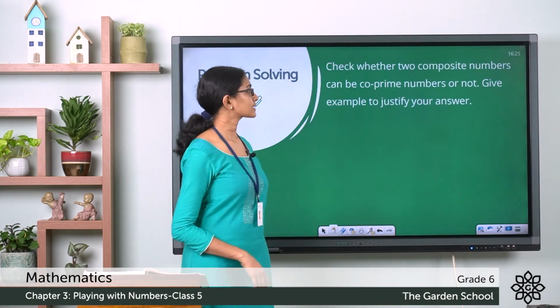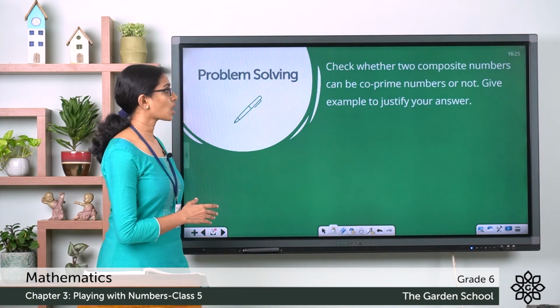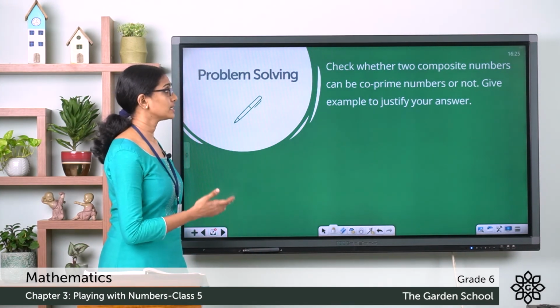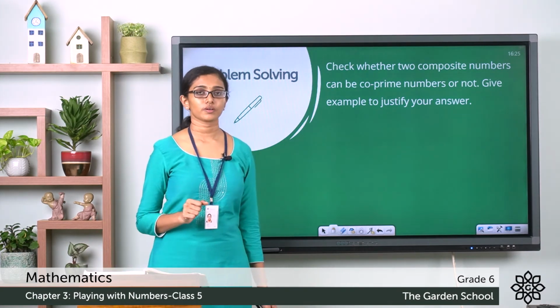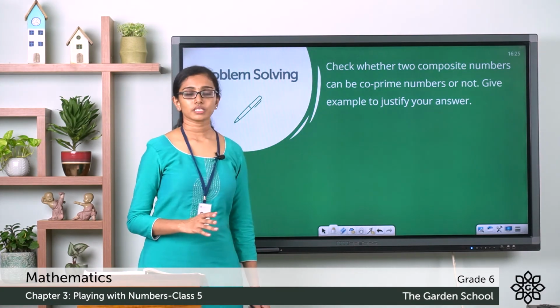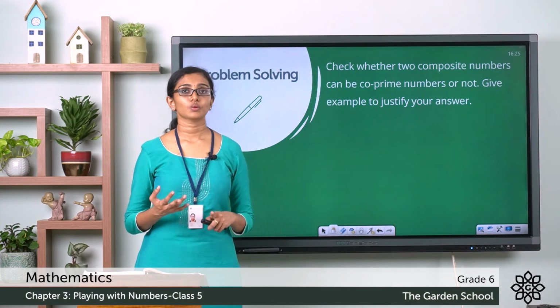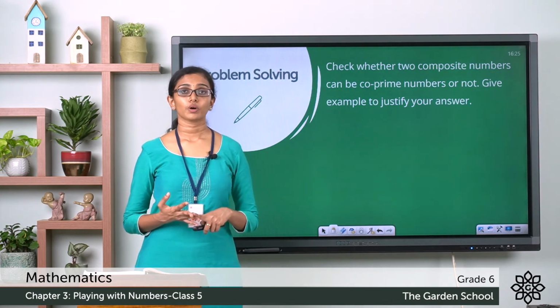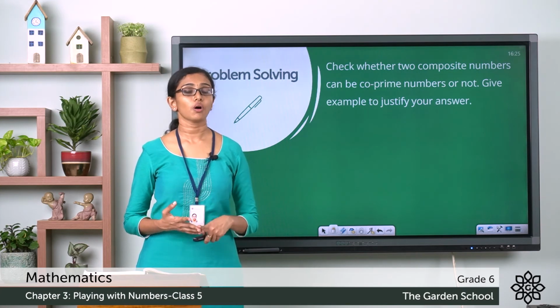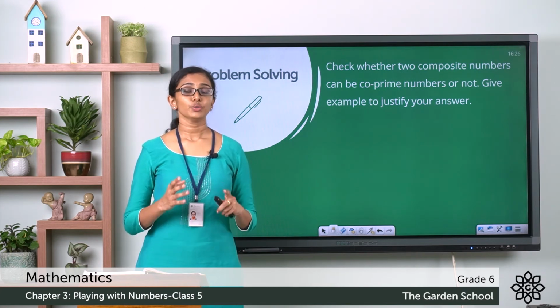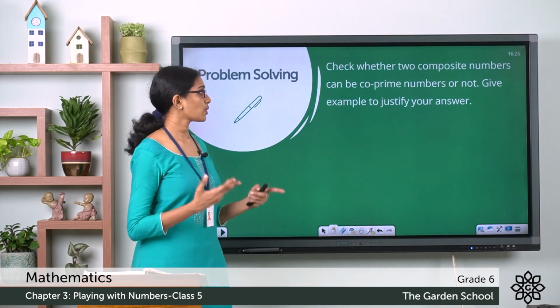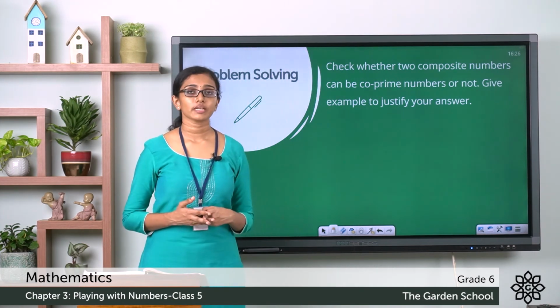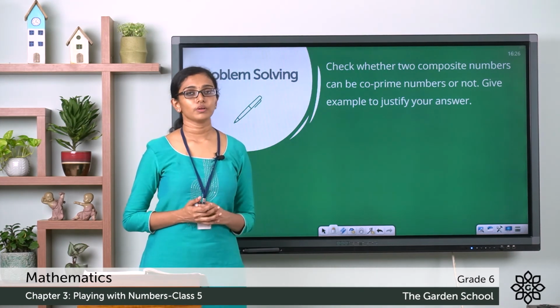Now we'll do one activity. Check whether two composite numbers can be co-prime numbers or not. Give an example to justify your answer. So what you have to do? Now we know what prime numbers, composite numbers and co-prime numbers are. You have to check whether it is possible for two composite numbers to be co-prime numbers too.